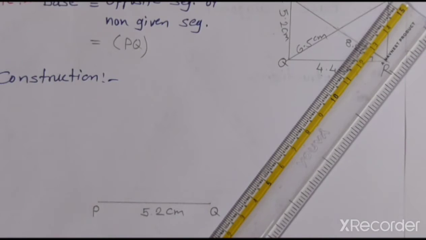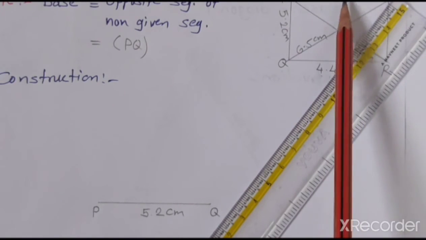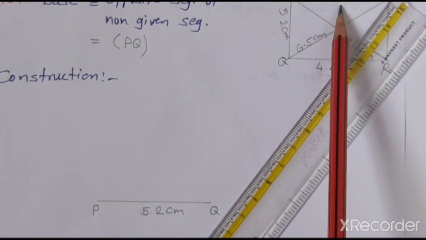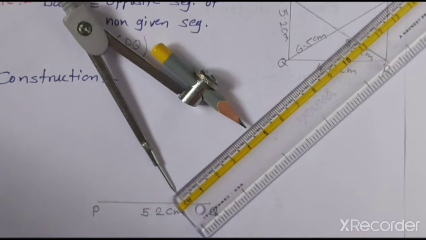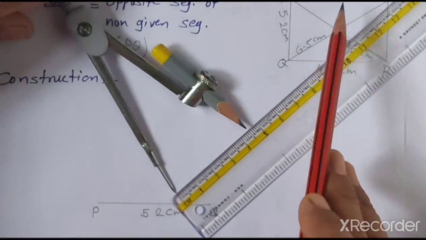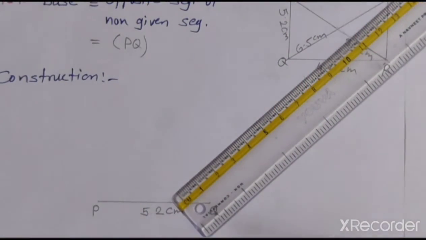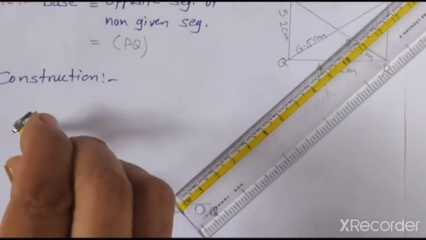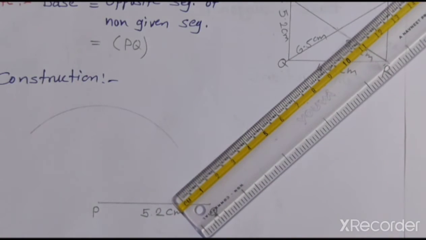Now next construction, take any one length in compass. Here I am selecting suppose 4.5 centimeter. So here I am taking 4.5 centimeter length in this compass. Now this is length of PS. So out of PS we have point P. So here I am making one bigger arc of 4.5 centimeter.